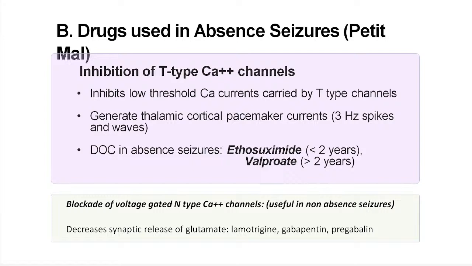So this N-type calcium channel has now been linked with release of glutamate. So some of the drugs which act on these N-type calcium channels are also now known to inhibit the release of glutamate. So these drugs are lamotrigine, gabapentin, pregabalin. These drugs which are supposed to be working through GABA, they also have some additional action through N-type calcium channels, thereby inhibiting glutamate release.